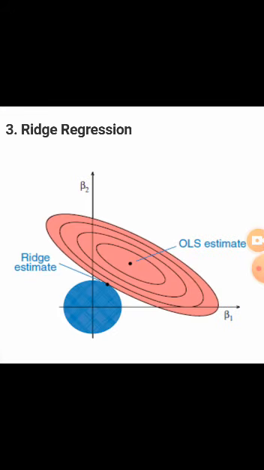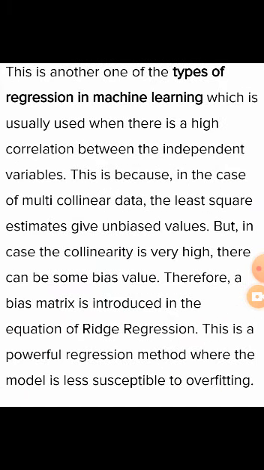The other type of regression is ridge regression. Ridge regression is another type of regression in machine learning which is usually used when there is a high correlation between the independent variables. This is because in the case of multicollinear data, the least squares estimates give unbiased values, but when collinearity is very high, there can be some bias. Therefore, a bias matrix is introduced in the equation of ridge regression.